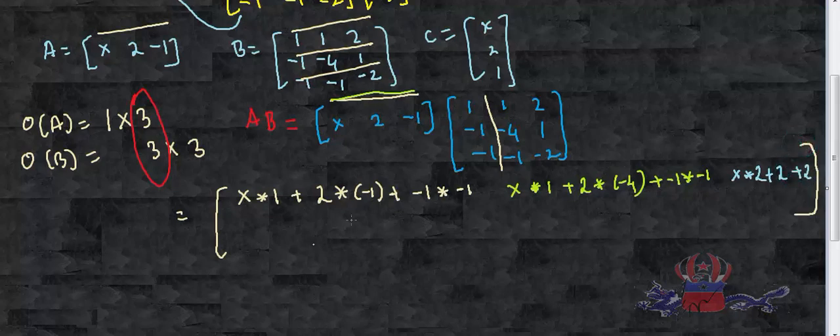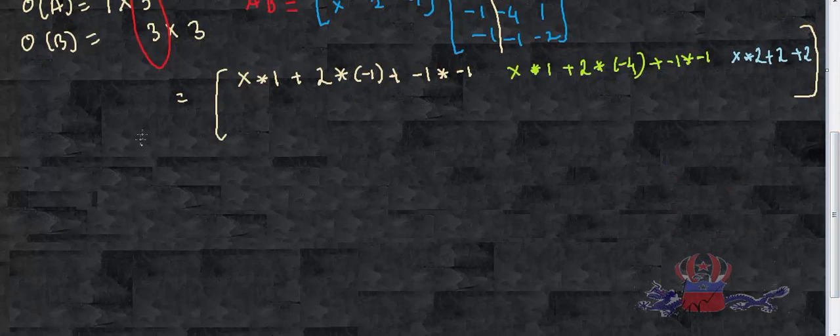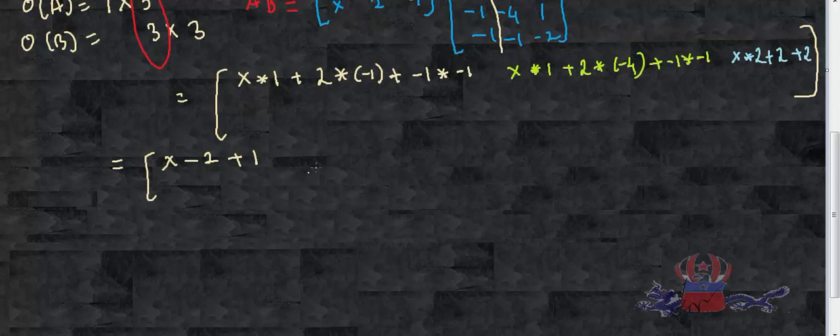This is the matrix. Now you need to rewrite them in simplified fashion. So x times 1 would give me positive x. 2 multiplied with negative 1 would give me negative 2 plus negative 1 multiplied with negative 1 would give me positive 1. So that's for the first element. Coming to the second element, x multiplied with 1 would give me x. 2 multiplied with negative 4 would give me negative 8. Negative 1 multiplied with negative 1 would give me positive 1. Moving on, x multiplied with 2 would give me 2x. Positive 2 would give me positive 4. Okay, so that sums up.